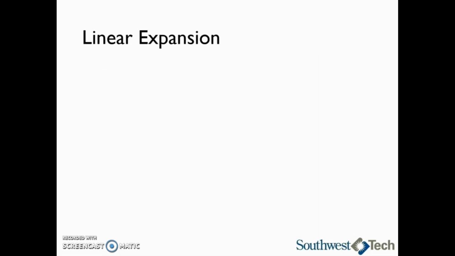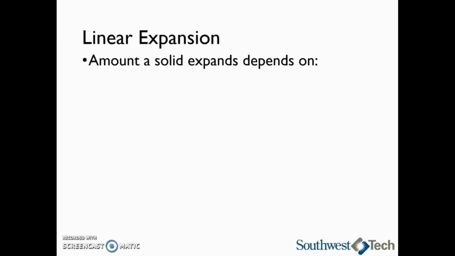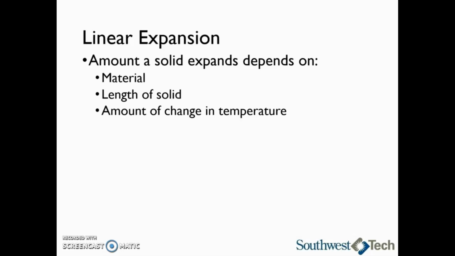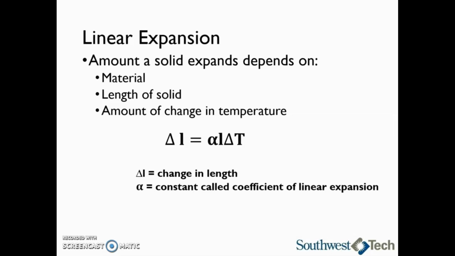Like I already mentioned, different materials expand at different rates. The amount a solid expands depends on the material, the length of the solid, and the amount of change in temperature. If we want to calculate linear expansion, which is just the expansion in one dimension, length, we can set the change in length equal to alpha times L times delta T, where delta L is the change in length, alpha is a constant called the coefficient of linear expansion, which can be found online or in a table, L is the original length, and delta T is the change in temperature.